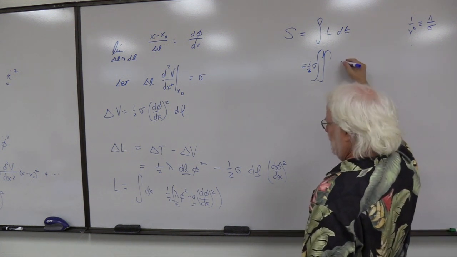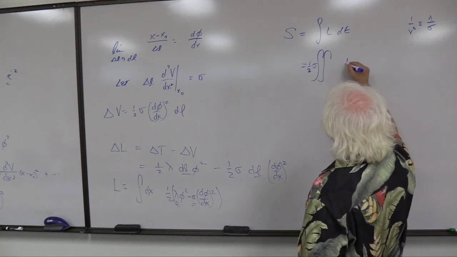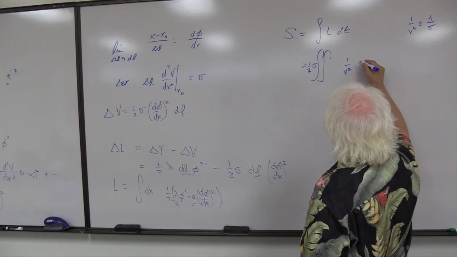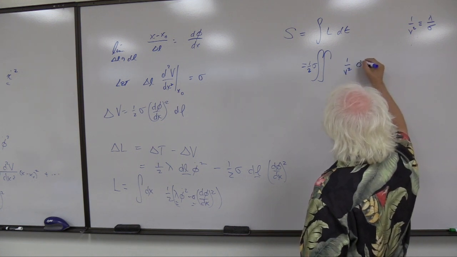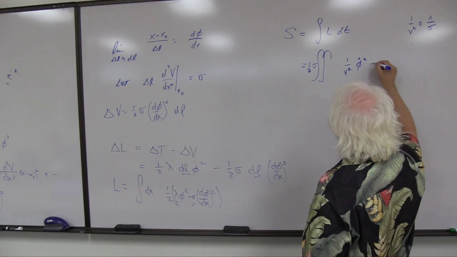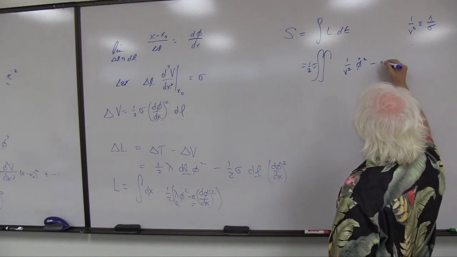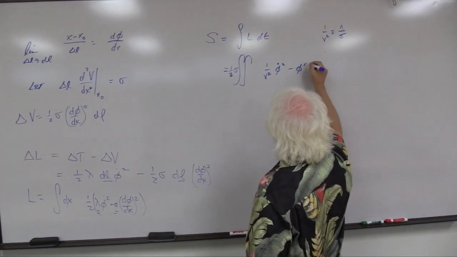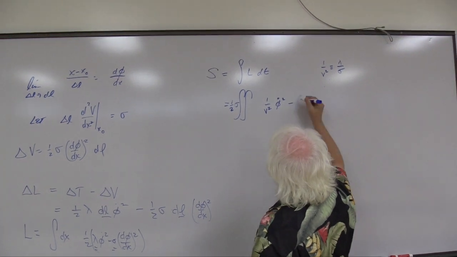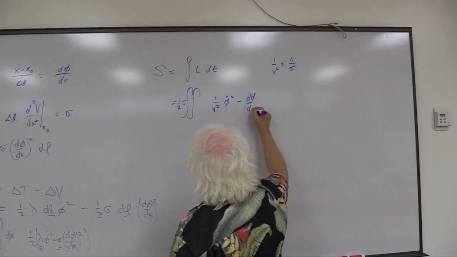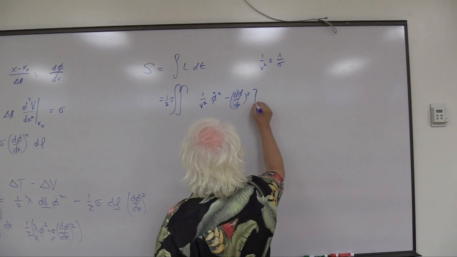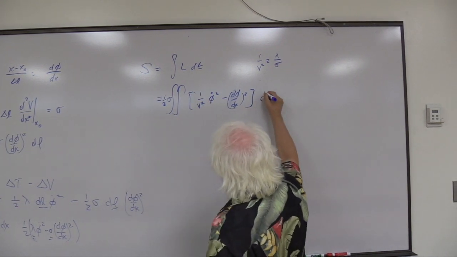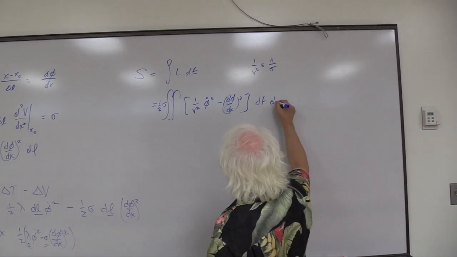So now what we have is 1 over v squared phi dot squared minus phi prime squared. So I'll write it out, d phi dx squared, integrated over both dt and dx.